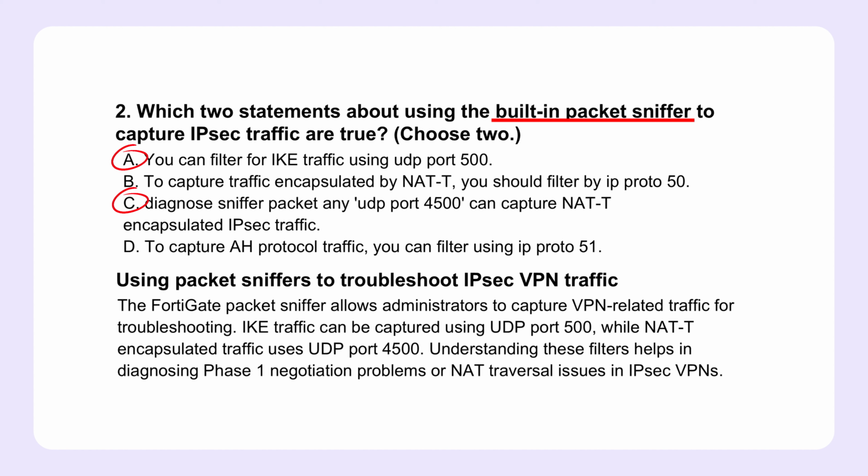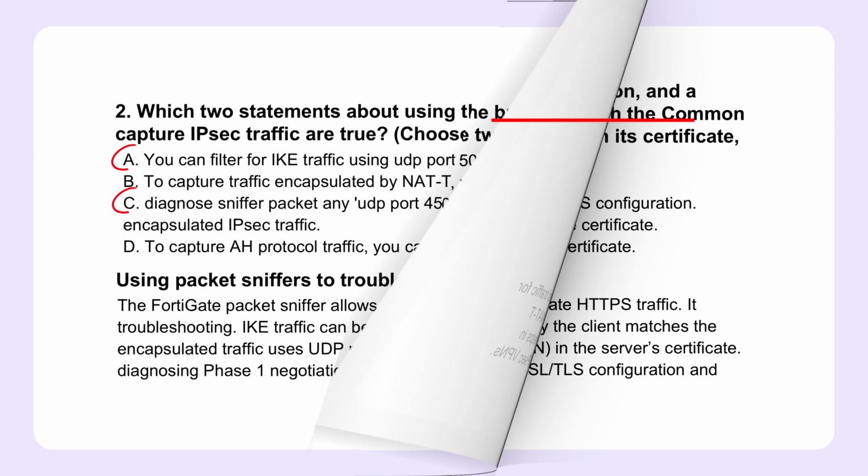You got it. Using those filters gives you that concrete visibility. You can see if the packets are even flowing, if the proposals are mismatched, or if something else is blocking the traffic before negotiation even completes. That's powerful. It really takes the guesswork out of it. You move from assumptions to actually observing the handshake, or lack thereof.